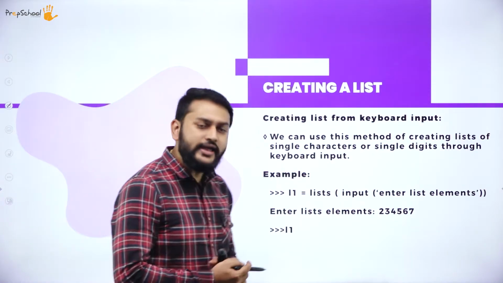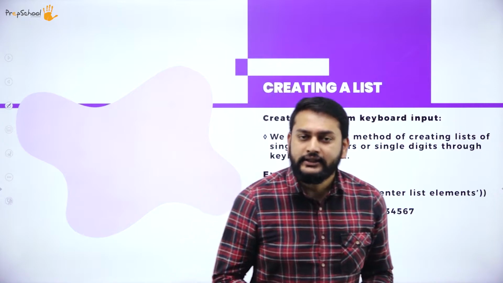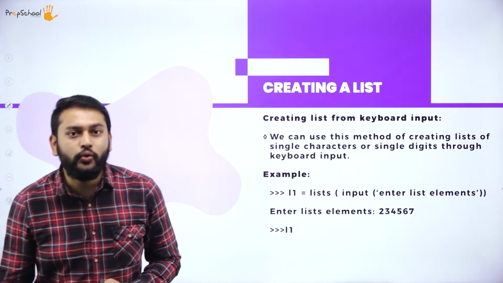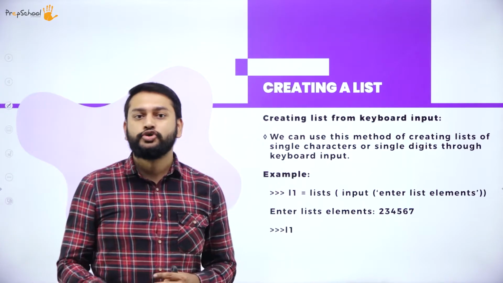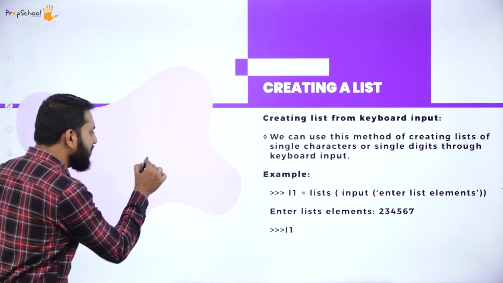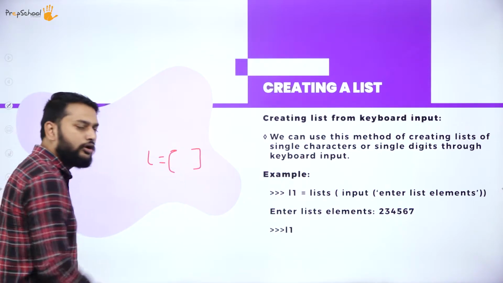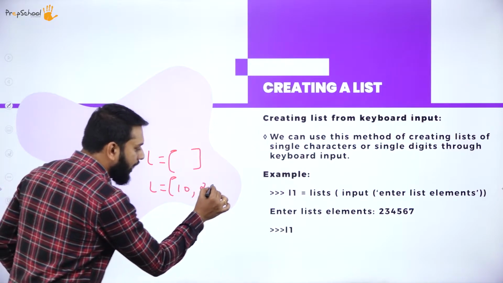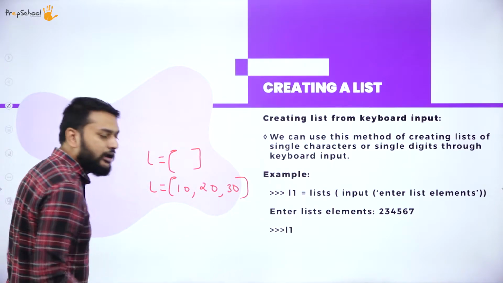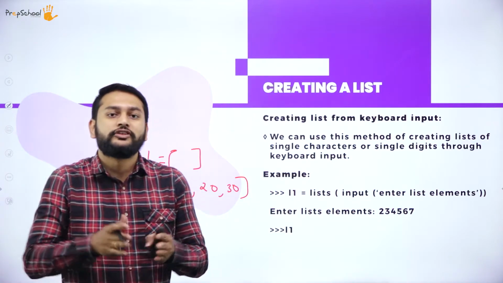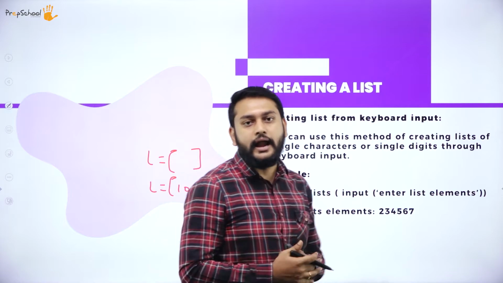How do I read the input from the user, and how do I store it inside the list? So that is the question. Of course, if you write like this, you will be creating the list on your own. You will be storing the values whenever you are coding the program. But I don't want it like this. I want the user to enter the values for the list. How do we do that, right?